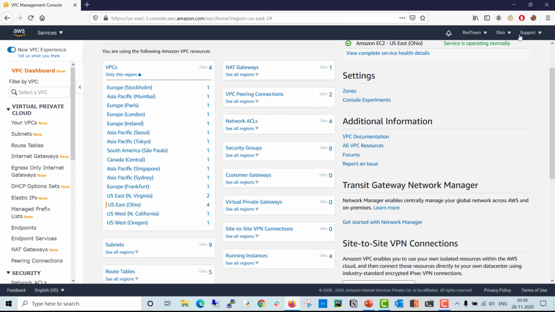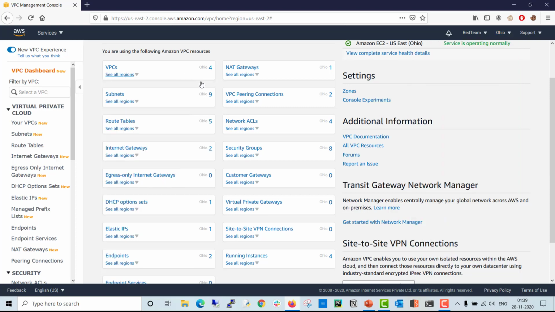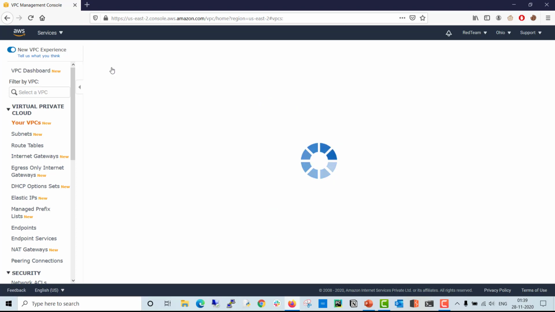So you can see here currently I'm in US East 2. We have 4 VPCs, a few subnets, and we have an elastic IP, endpoints, NAT gateway. Let's discuss one by one. So first thing, let's click on the VPC.